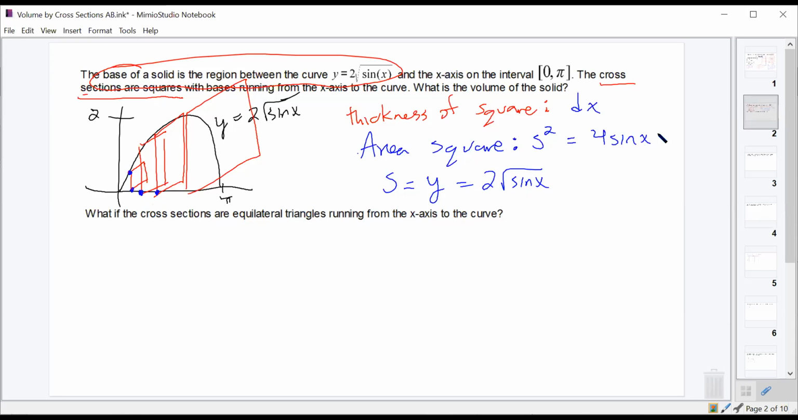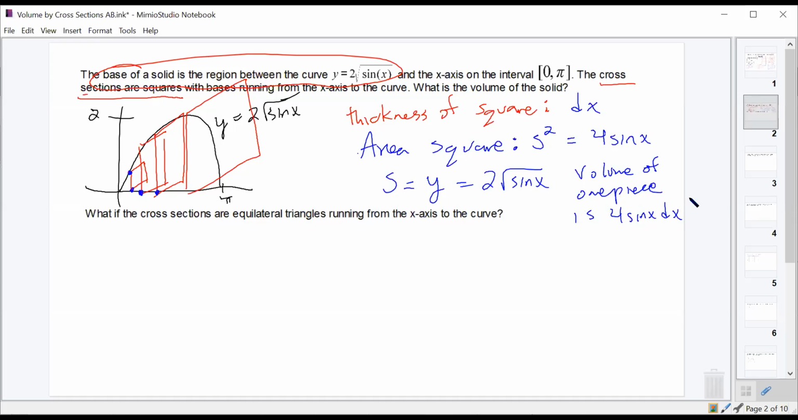And so that should tell us that the volume of one of these pieces is 4 sine x dx. Right? It's the area of that square times the thickness of the little chunk that we've got there. Everybody good with that?